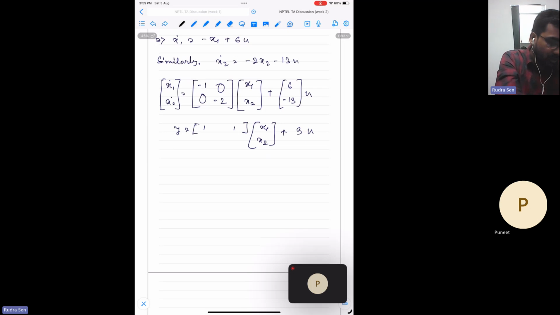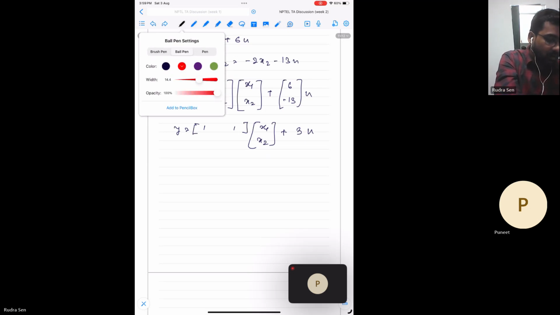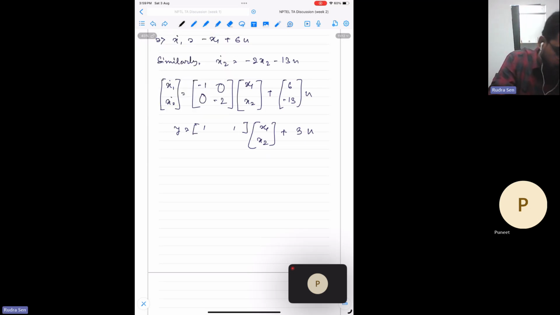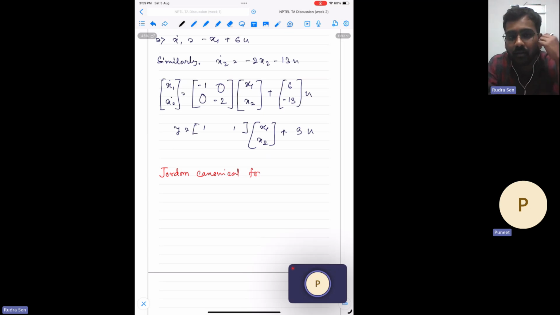Now comes the Jordan canonical form. One confusion. What is the difference between a diagonal canonical form and a controllable canonical form?